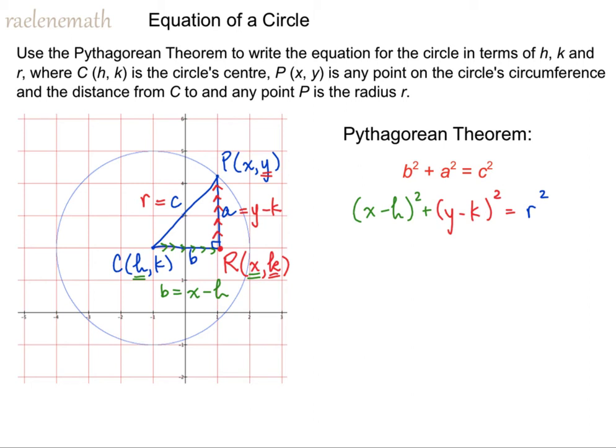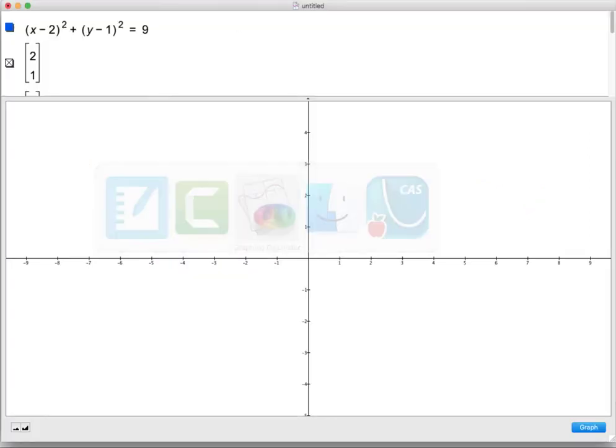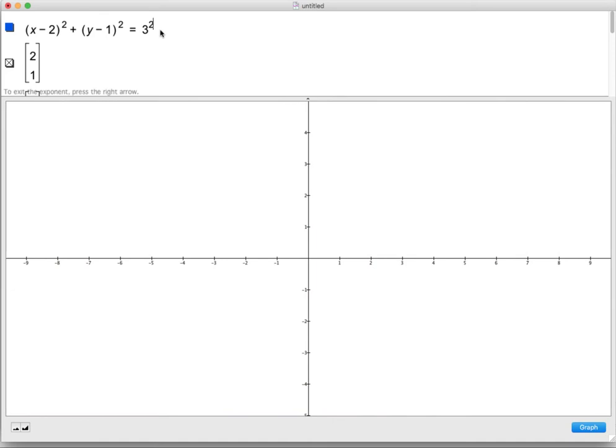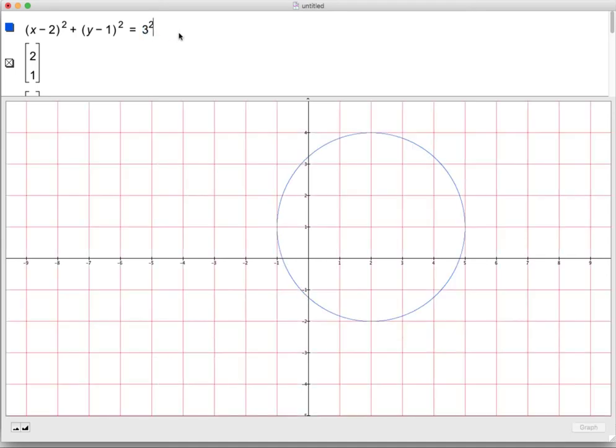Let's see this equation in action using graphing technology. Here we have the equation of a circle, but it's not immediately obvious that it looks like Pythagorean theorem. If we change the 9 to 3 squared, then we can see that we have base squared plus altitude squared equal to radius or hypotenuse squared. The center is located at 2, 1, and if we plot points 3 spaces to the right, left, up, and down of the center, then we can confirm that the radius is indeed 3 spaces.